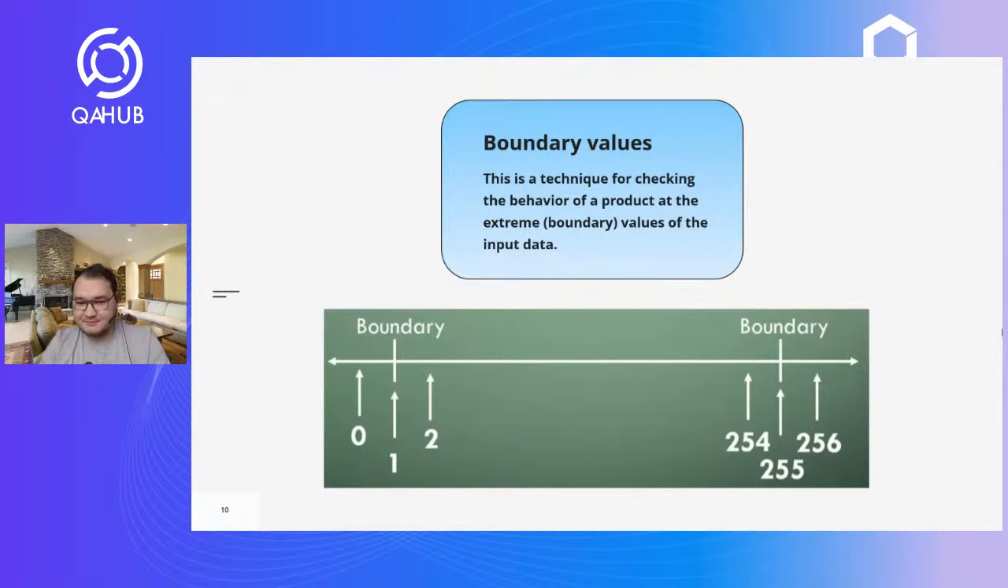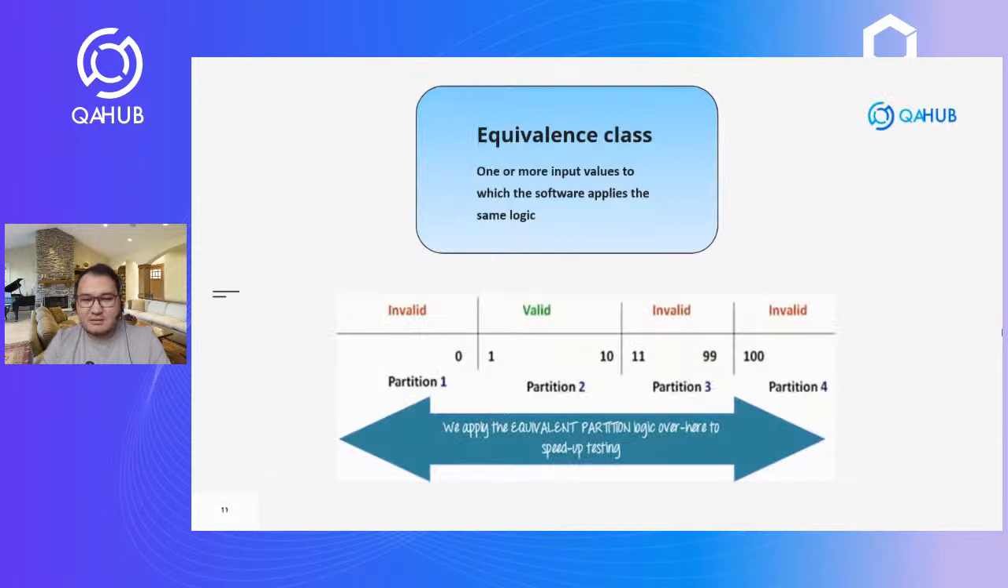The next technique is equivalence class. The point of that technique is that you divide into a few groups by logic, and for example, if we take one of the groups named valid, you can choose any number between 1 to 10 and test your functionality.